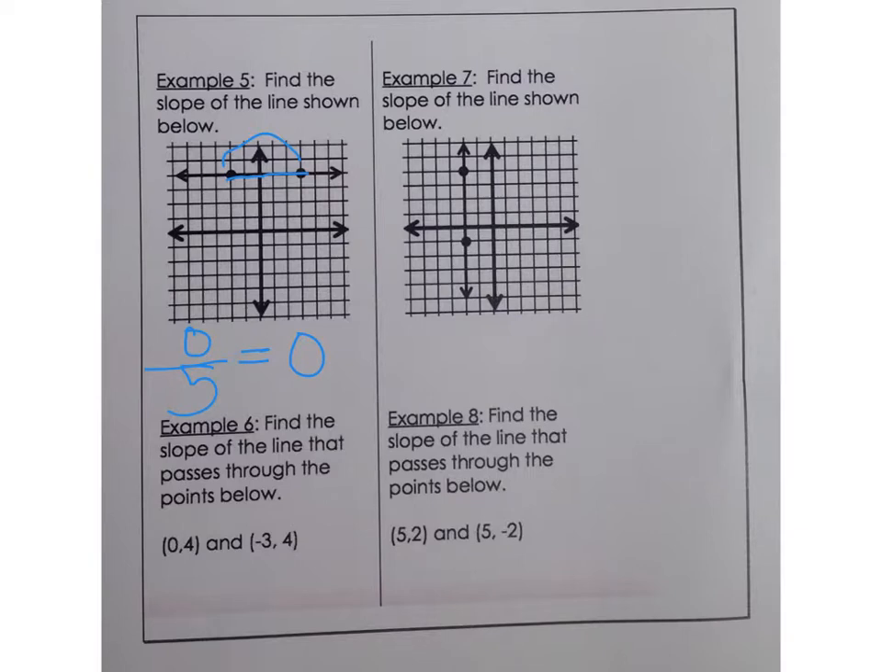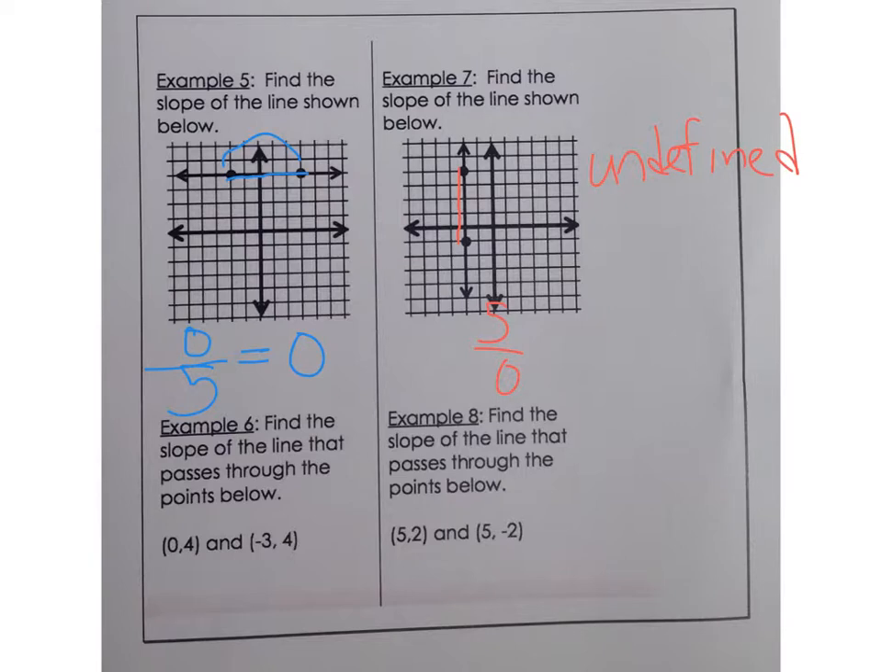This one here, the change in x is going to be 0. It doesn't change at all. The change in y goes 1, 2, 3, 4, 5. 5 over 0, that's that weird thing called undefined. And that's what happens when you have a vertical line, because the slope goes straight up and you're dividing by 0, so that just doesn't work.